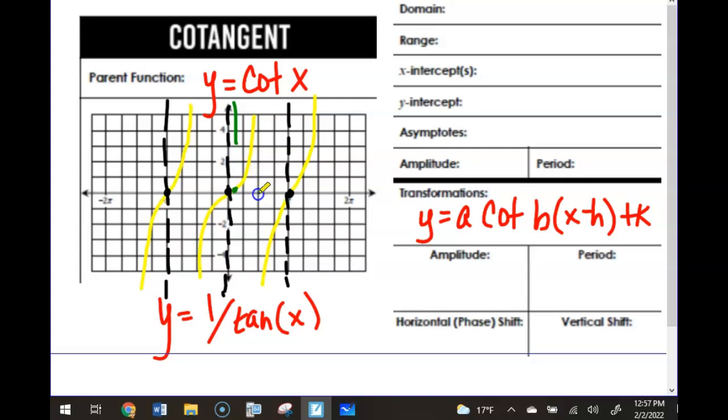The reciprocal here, this is at pi over 2. So let's just talk for a minute. The ordered pair at pi over 2 is over 0, up 1. Cotangent is x over y. What is 0 over 1? 0 over 1 is 0. So cotangent looks like this.